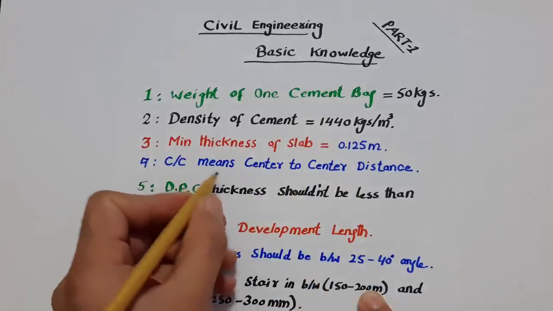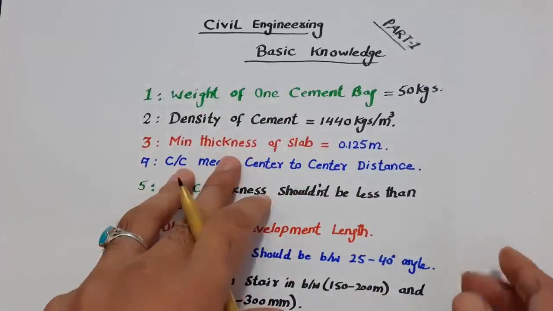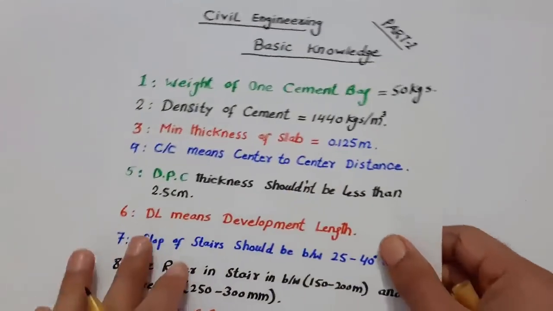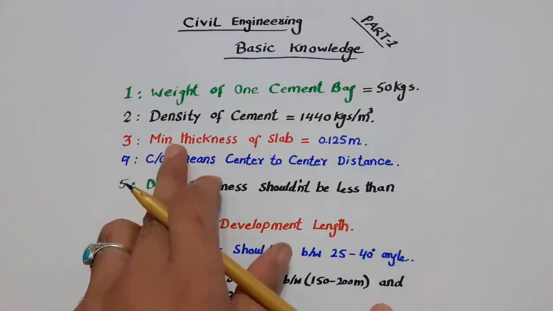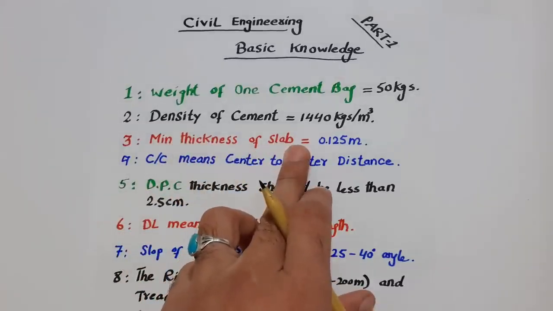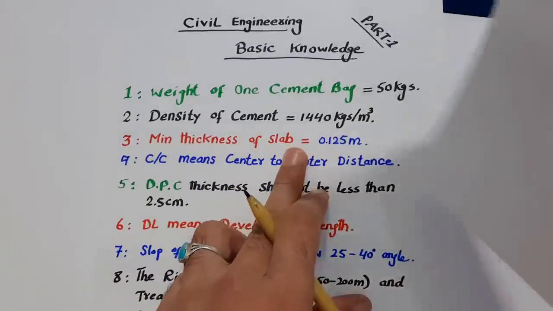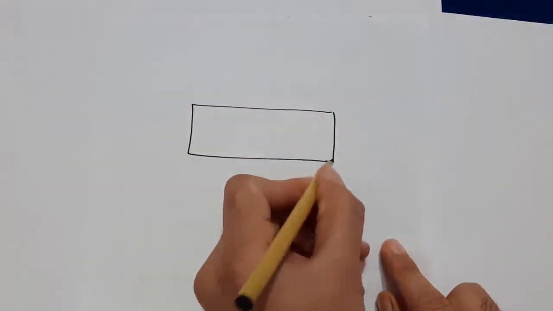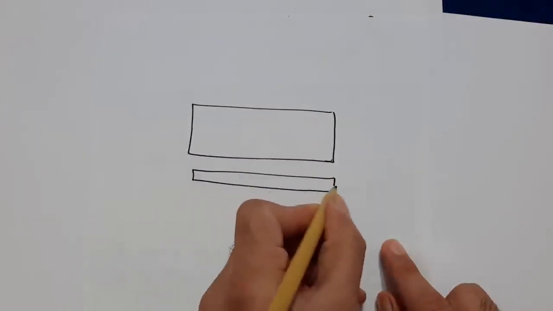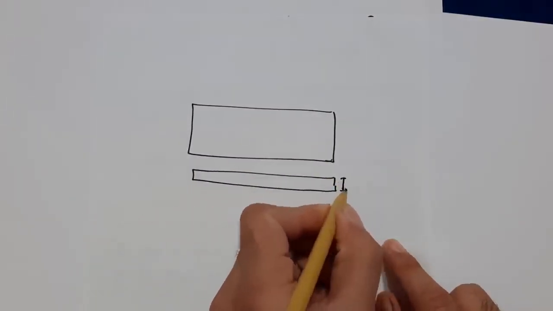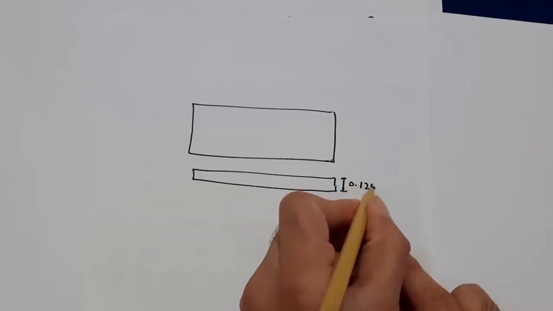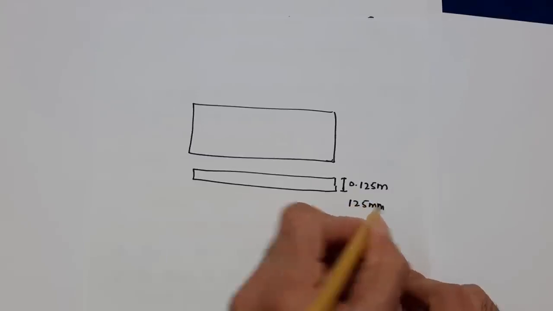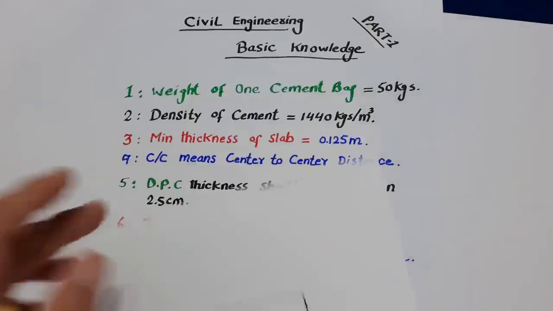Okay, the third one is, guys, minimum thickness of slab. We have about 15 points, as you can see, till 15 we have. The third one is minimum thickness of the slab. Guys, you can see here, this is the top slab, and this is the cross section. So the thickness of the slab should be minimum 0.125 meter or 125 millimeters.